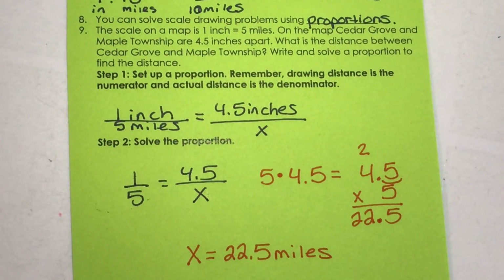Okay? So when you're setting this up, it says right here, remember, drawing distance is the numerator and actual distance is the denominator. That's the same thing we just talked about for the warm-ups. Old goes under the new. So old is the original, so the map, the globe, whatever you're talking about. The top is what you're scaling it to. So inches or centimeters, whatever you're scaling it to that they give you in reference to the scale on the map. Okay?